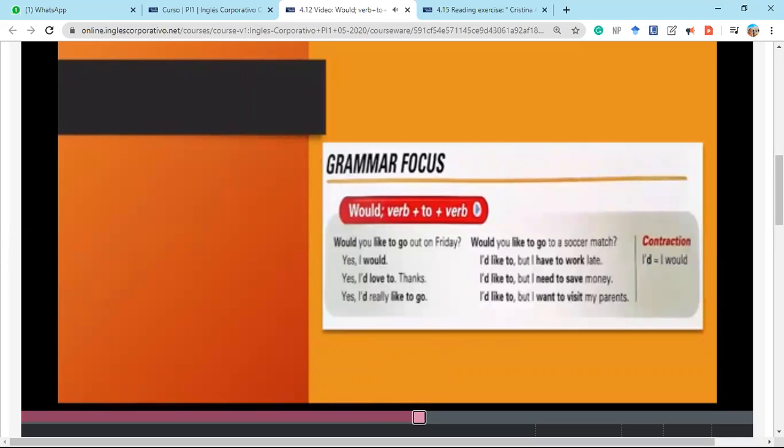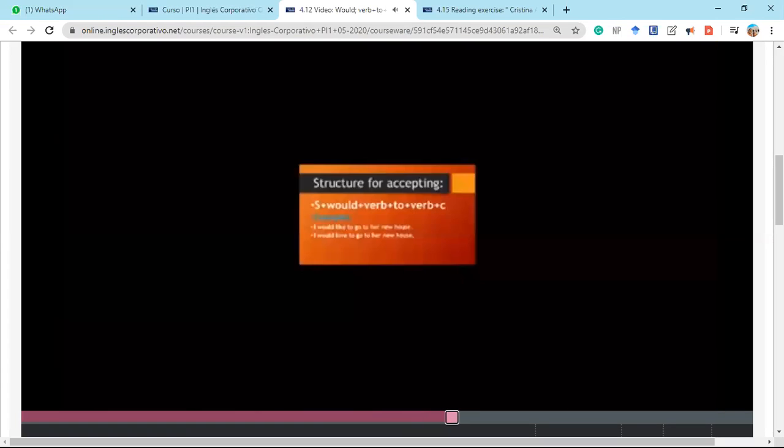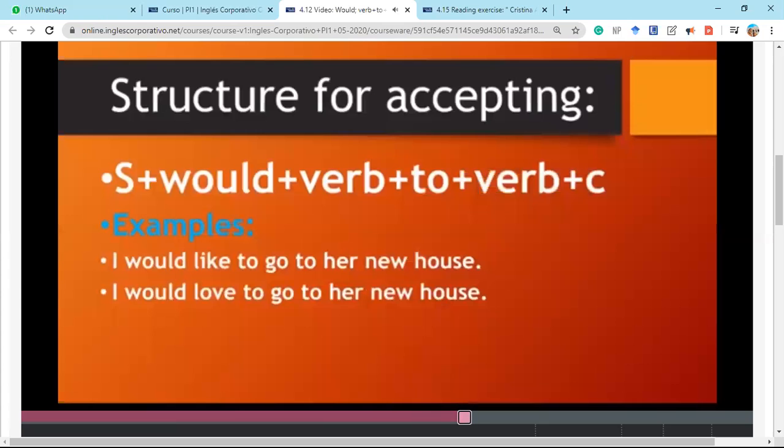Contraction: I'd equals I would. In order to accept an invitation, we need to follow the structure: subject plus would plus verb plus to plus verb plus complement. Examples: I would like to go to her new house. I would love to go to her new house.